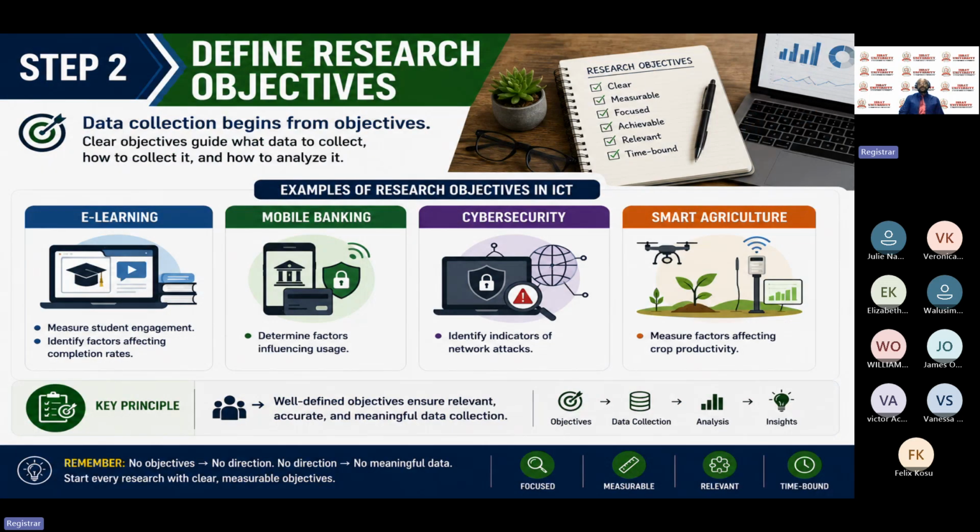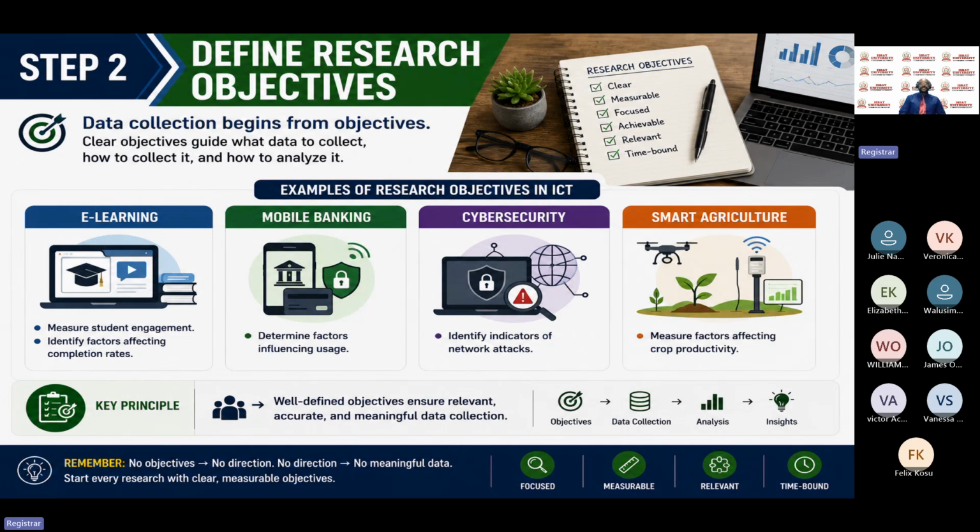Now, if you move to step two, as usual, like any other research, what are your research objectives? All the time, your research objective should be clear, measurable, focused, achievable, relevant, and time-bound. This I already told in almost all my sessions. So data collection begins from objectives. The objectives will guide you step by step on what to collect and how to analyze. So always recall your research objectives.